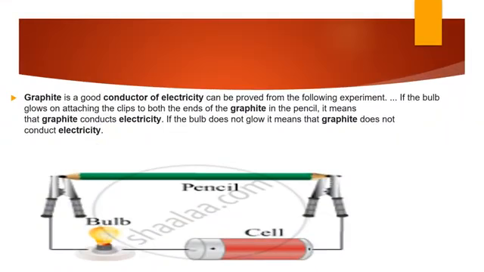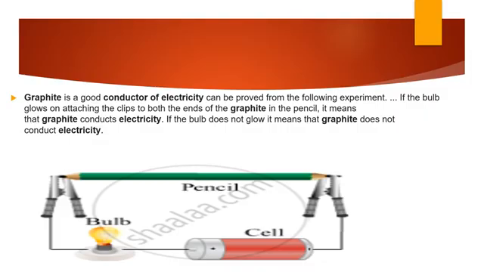Graphite is a non-metal, but it can conduct electricity and heat easily. Here we have an experiment. With the help of this experiment, we can easily know how graphite is conducting electricity. The bulb glows on attaching clips to both ends of the graphite in the pencil. It means that graphite conducts electricity.